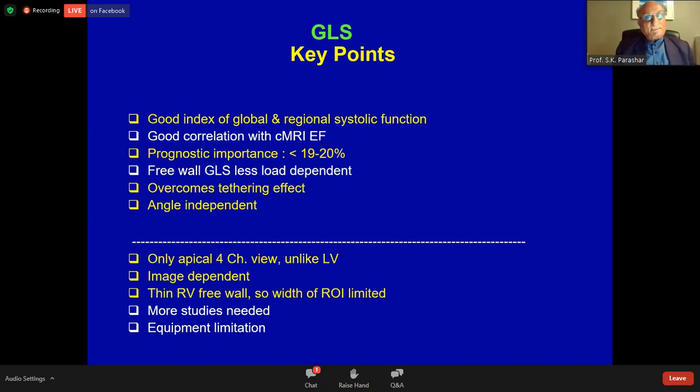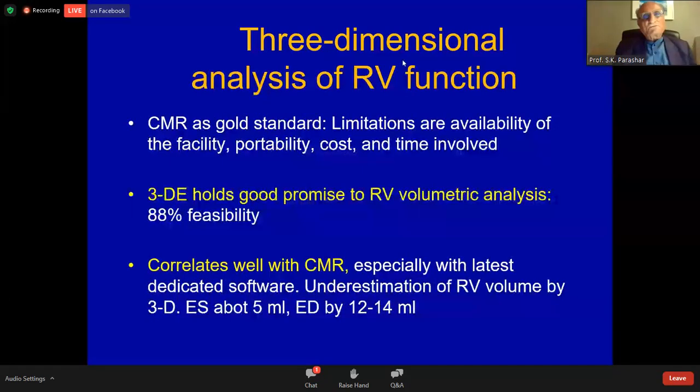Because the right ventricular wall is thin, almost one-sixth of the left ventricle, the width of the region of interest is limited, and the region of interest is very important. So that is a limitation. Otherwise, it is being done frequently. Lastly, coming to three-dimensional analysis, 3D echo holds good promise for RV volumetric analysis, and it correlates well with CMR.